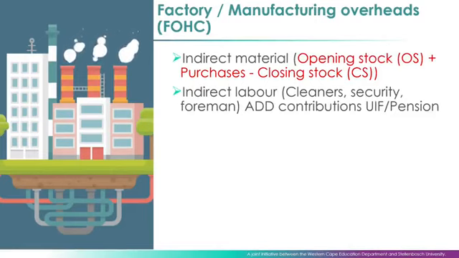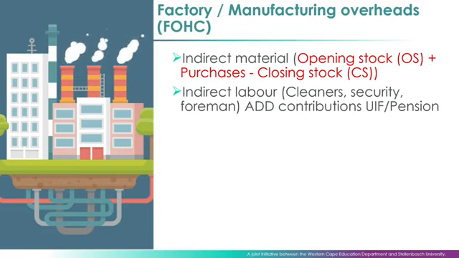Then the other main cost is your factory overhead. Now, your factory overhead is essentially any other costs incurred within the factory that are indirectly involved in the production of your items. So, what does it entail? It will entail your indirect material, and please take note, there is a calculation that will be expected of you. So there it's opening stock plus purchases minus closing stock.